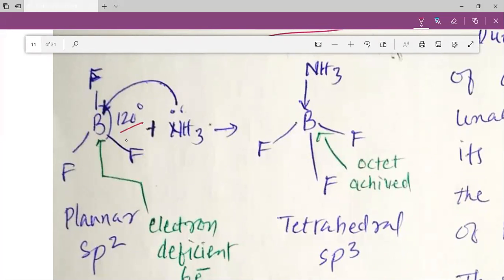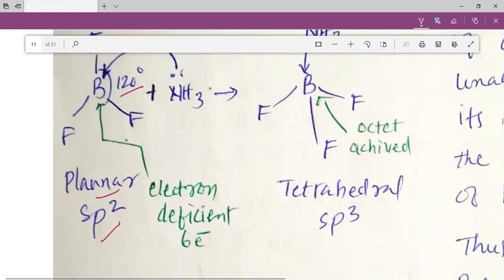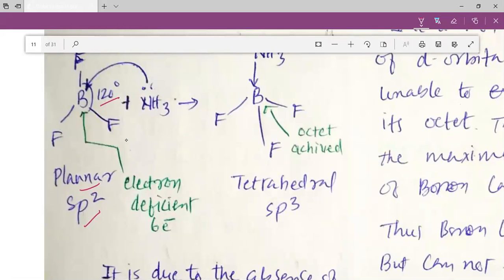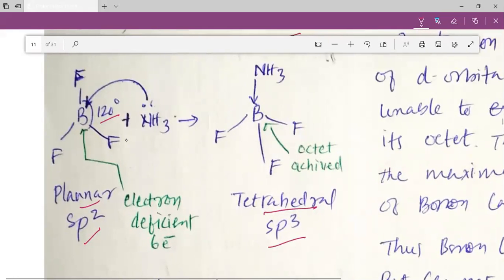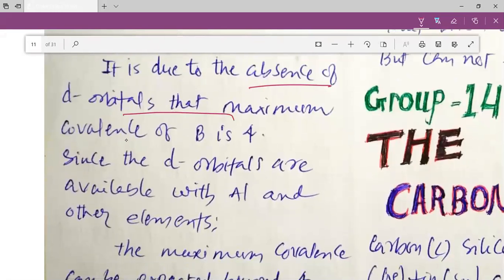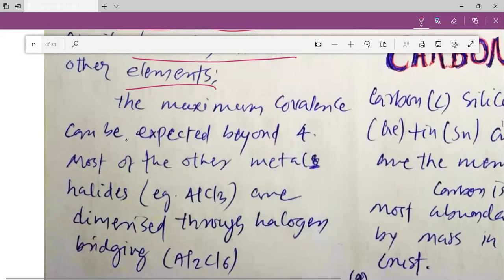BF3 has a bond angle of 120 degrees, the hybridization is sp2, and it is planar. This boron is electron deficient, and being electron deficient, my dear students, it accepts the two electrons or lone pair from the nitrogen and makes the tetrahedral sp3 hybridized complex NH3·BF3, and thus the octet of boron is achieved. So this is how complex formation for BF3 is possible. It is due to the absence of d orbitals that the maximum covalence of boron is up to 4. Since d orbitals are available with aluminum and other elements, the maximum covalence can be expected beyond 4 for the elements other than boron.